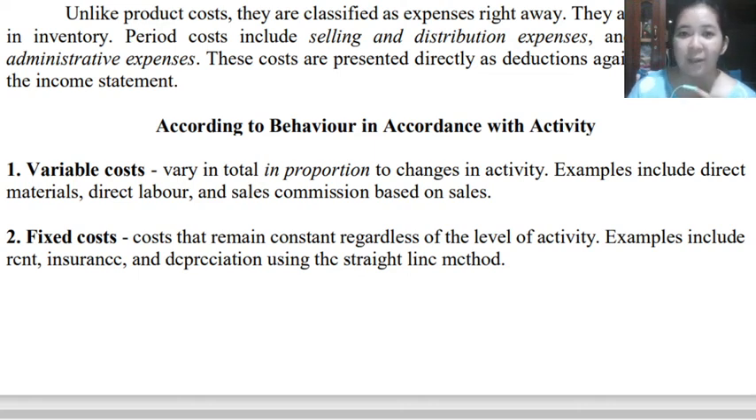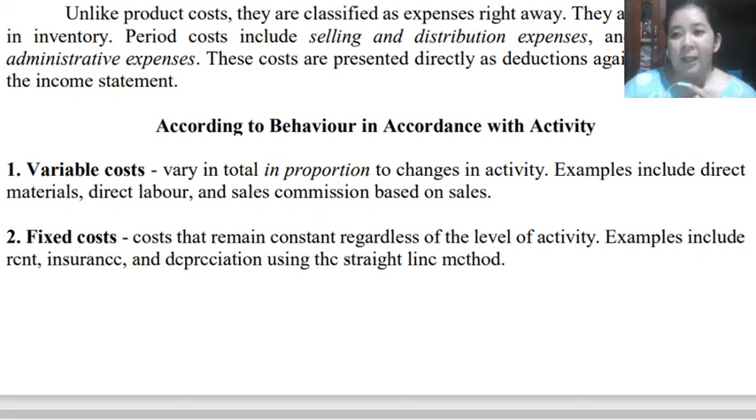Okay, so if we will apply this in our example, if your maximum capacity is 100,000 units and you only produced 80,000 units, still you will pay the same rent, the same insurance, and the same depreciation expense for the year. So it doesn't follow with any change in the activity, unlike your variable costs. That is the behavior of our fixed costs.